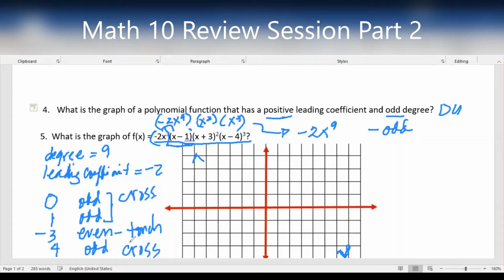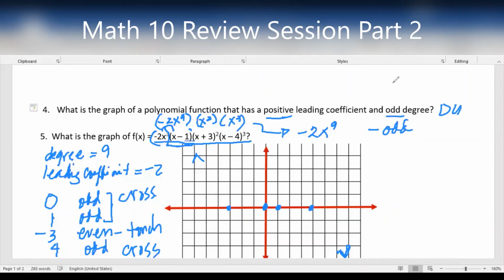Now, next step, let's allocate the points. So, 0, nandyan, positive 1, negative 3, ito, and then positive 4, 1, 2, 3, 4. Nandito siya. And then let's do the graphing.